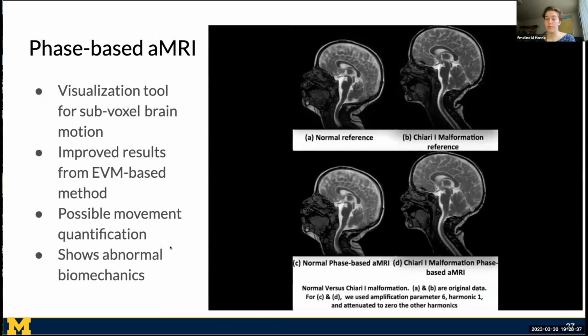And so overall, phase-based MRI showed an improvement from the EVM method, partially because of the better temporal signal to noise. The phantom data suggests that there's a possibility for movement quantification. And then again, as shown in the Chiari malformation 1 case, it can show abnormal biomechanics in the brain and help diagnose and understand that.